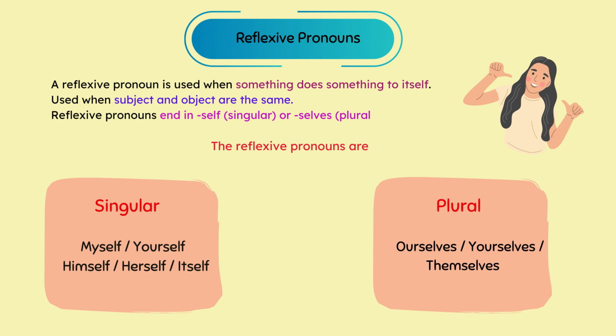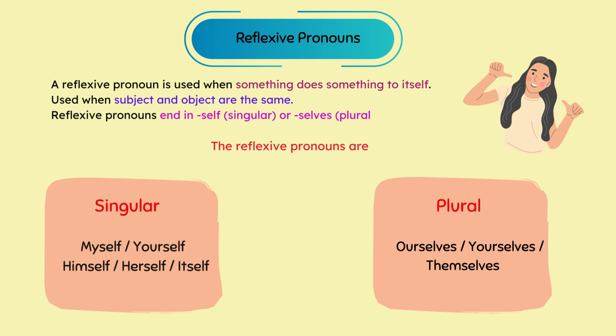Let's talk about reflexive pronouns. A reflexive pronoun is used when the subject and the object of a sentence are the same person or thing. In simple words, when someone does something to themselves. Example: I cut myself while cooking. Here, I and myself refer to the same person, so we use a reflexive pronoun.